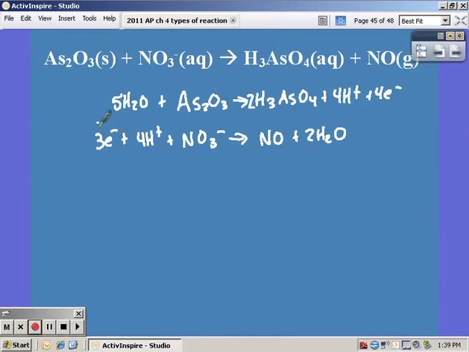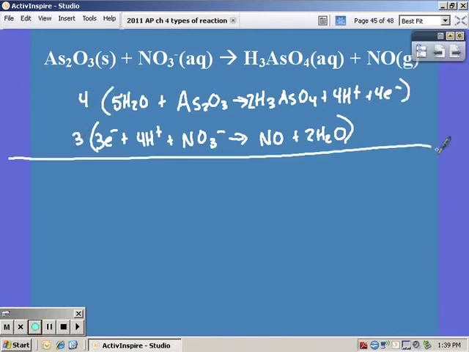So now our electrons need to cancel out, so we're going to need to multiply both reactions in this case. Sometimes you multiply one, sometimes you multiply both, sometimes you don't need to multiply at all. Okay, our lowest common multiple was 12, so we multiplied the first reaction by 3 and our second reaction by 4. Bringing it down while multiplying.